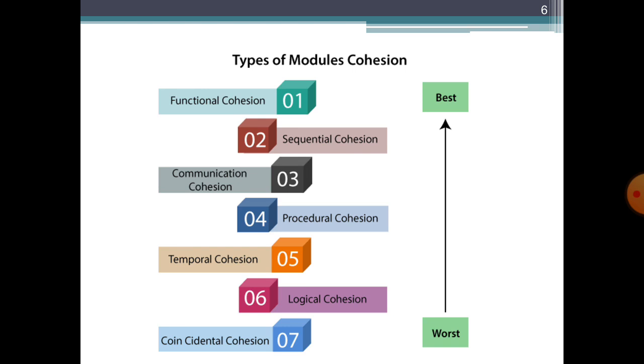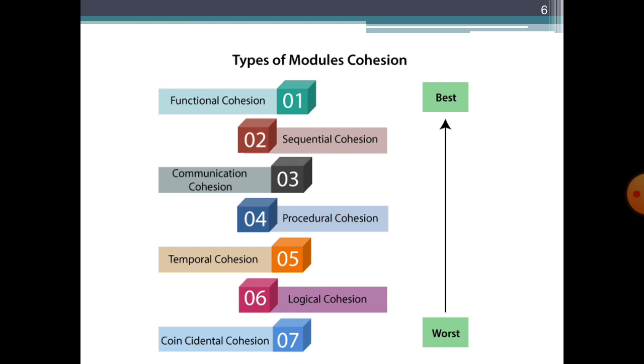And the next is sequential cohesion. A module is said to possess sequential cohesion if the elements of a module form the components of a sequence, where the output from one component of the sequence is the input to the next component. This type of cohesion we call sequential cohesion. The important aspect is that the output from one component of the sequence serves as the input to the next one.